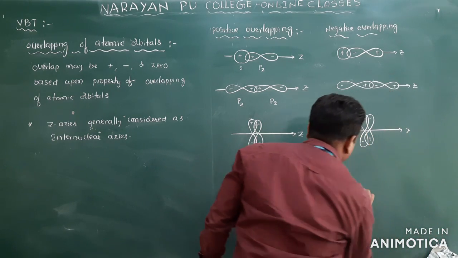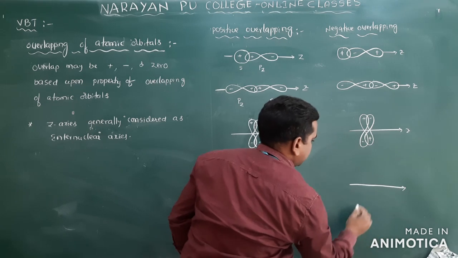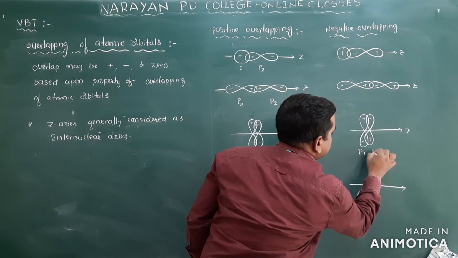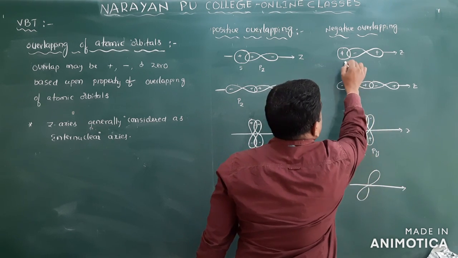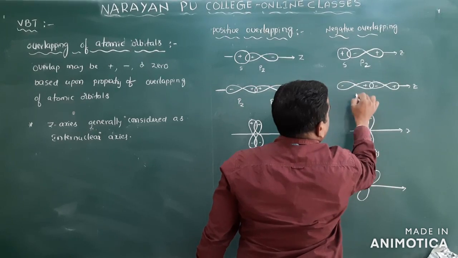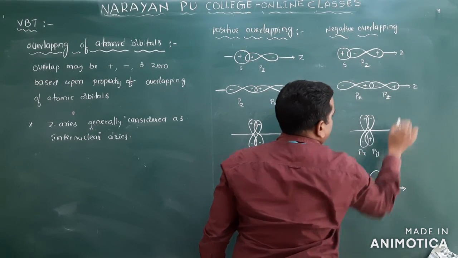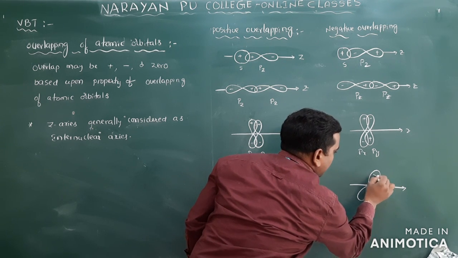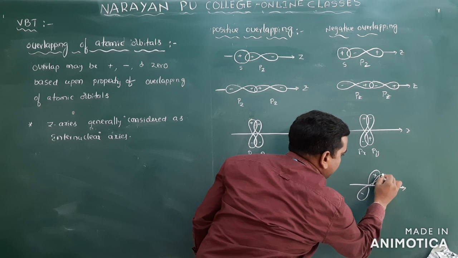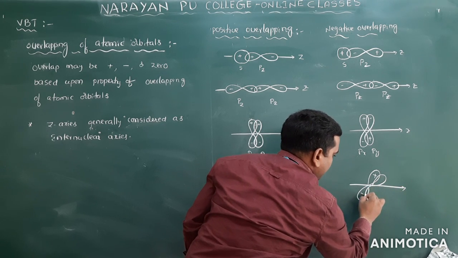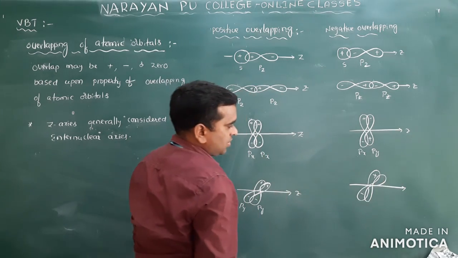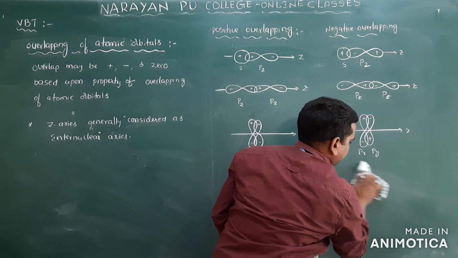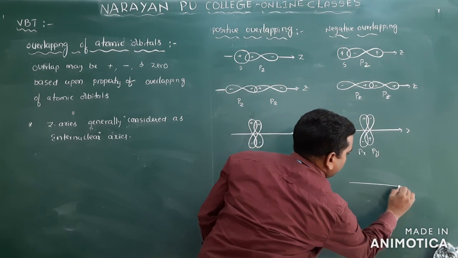Clear? In the same way, if I write for this Px and Py, and this is S and Pz. This is Pz and Pz, Px and Px, and now you have to write here. This is positive means this is negative. This is clear? Right, clear?